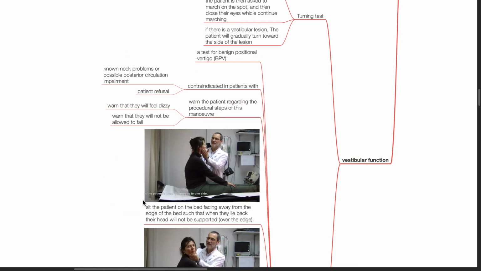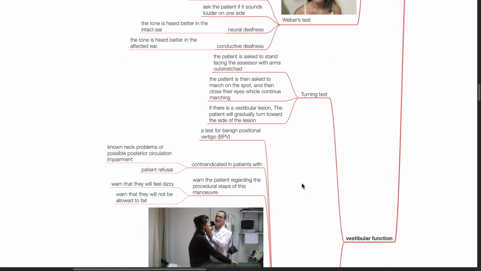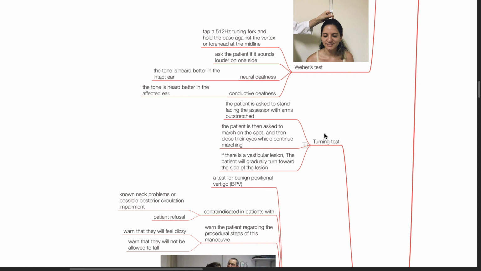Vestibular function. The turning test. The patient is asked to stand facing the assessor with arms outstretched. The patient is then asked to march on the spot and then close their eyes while continuing marching. If there is a vestibular lesion, the patient will gradually turn towards the site of the lesion.